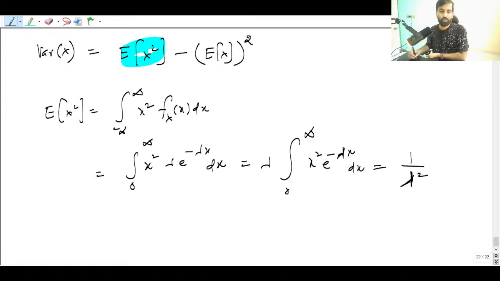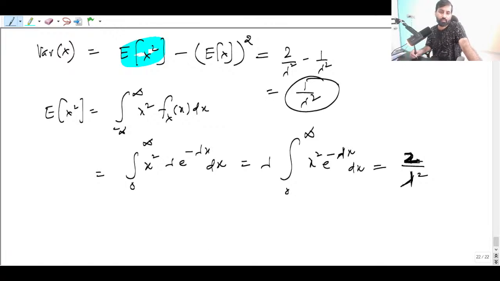2 by lambda square, okay? For the exponential distribution. So what is the variance now? You can find variance: 2 by lambda square minus 1 by lambda square. So it is going to be 1 by lambda square only. So the variance for exponential distribution is 1 by lambda square. This is the answer that will come.